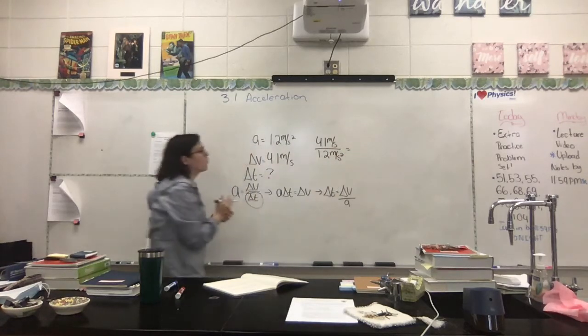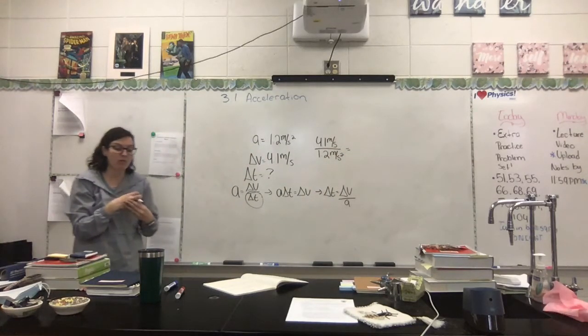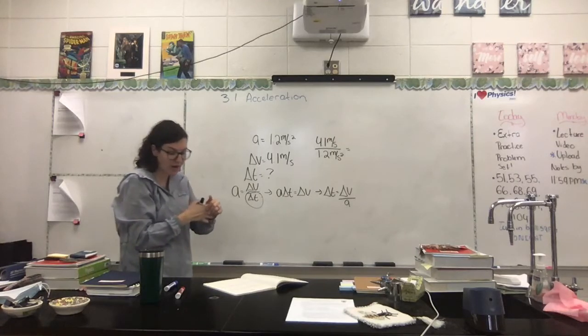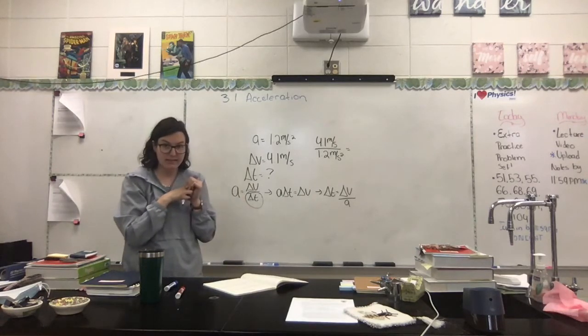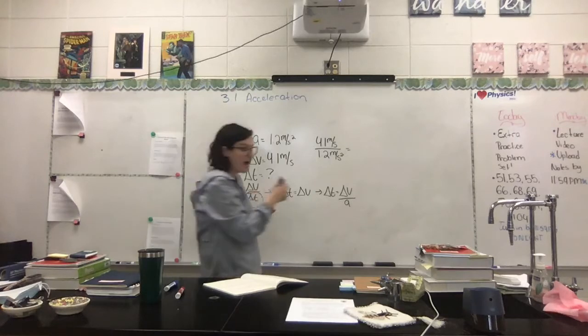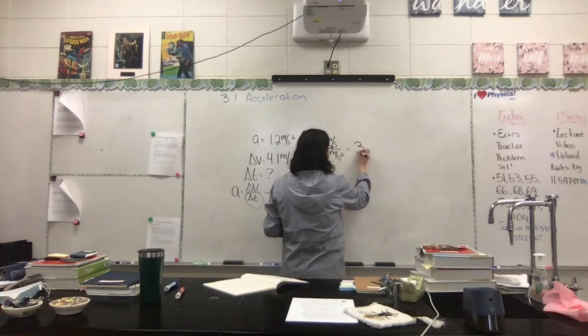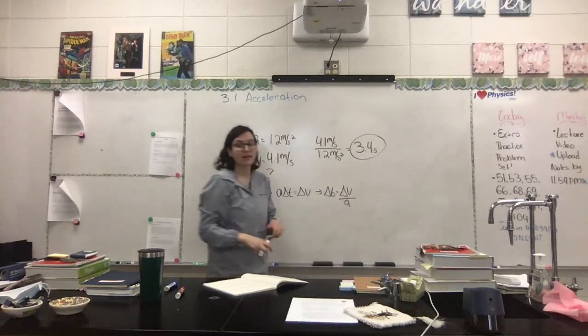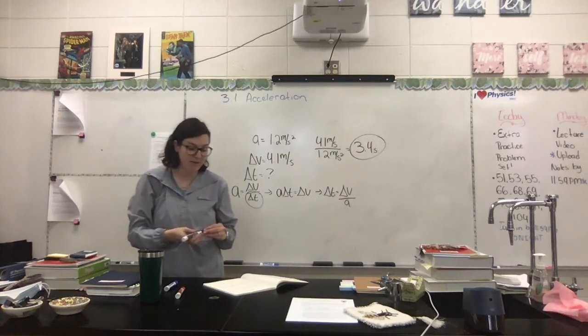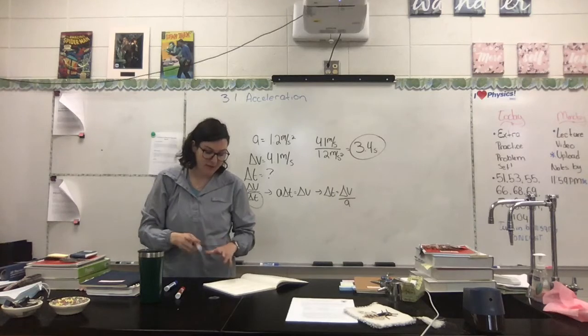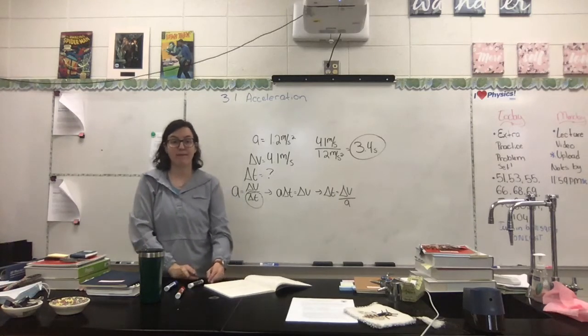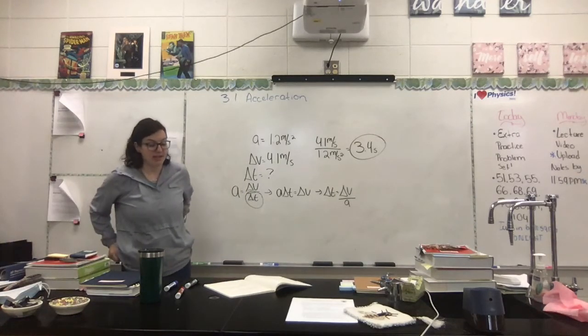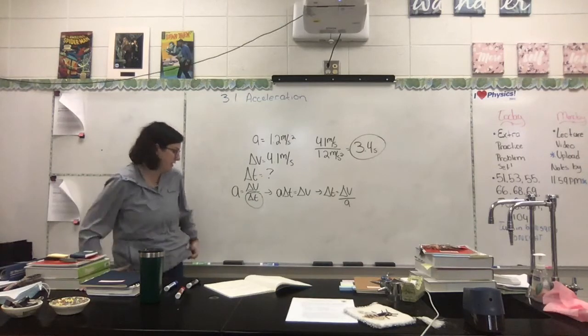So if we do 4.1 meters per second divided by 1.2 meters per second squared, what do we get? Okay, I got 3.4 seconds. I got that it's going to take 3.4 seconds for the train to increase its speed by 4.1 meters per second. I hope you guys got the same thing.